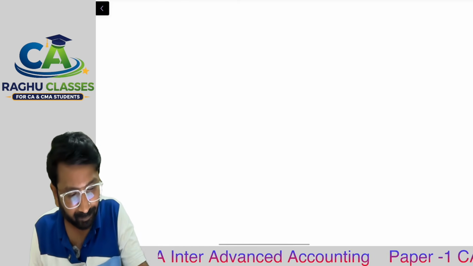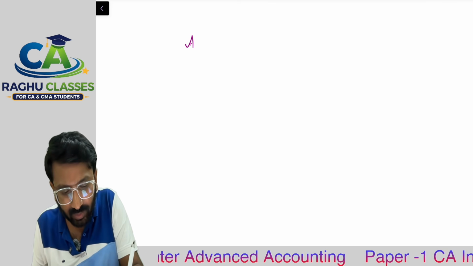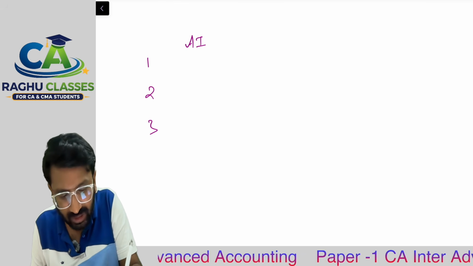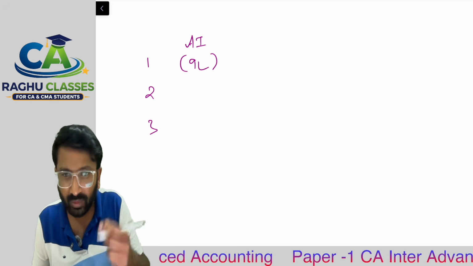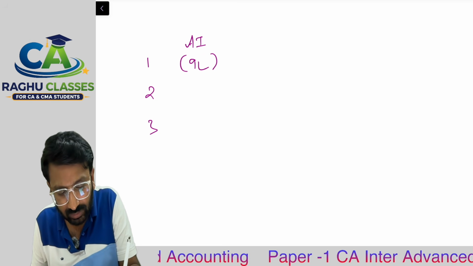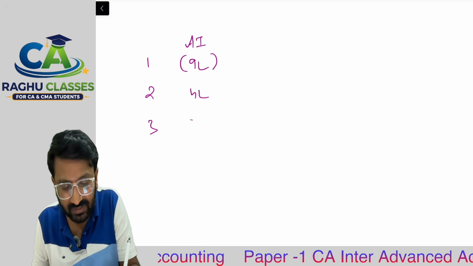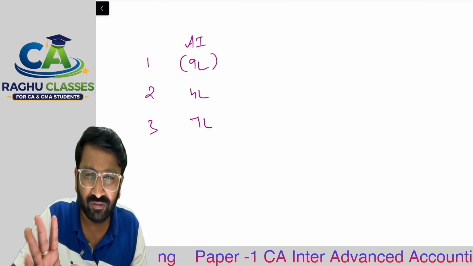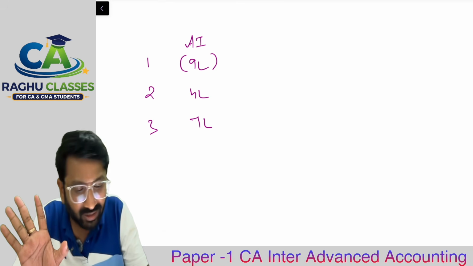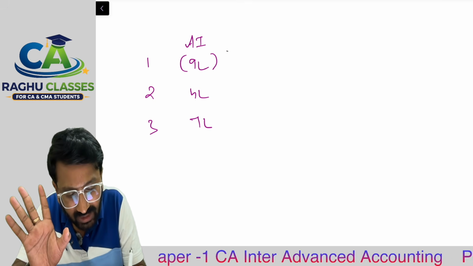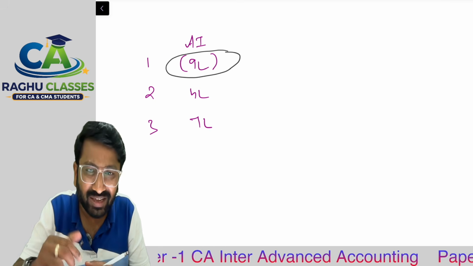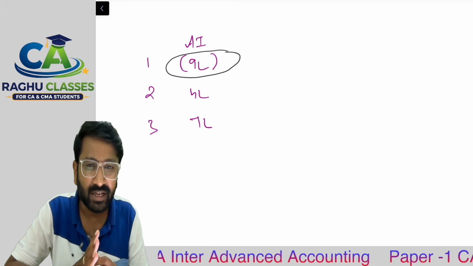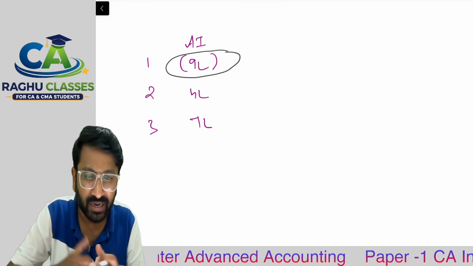Let's say my accounting income for 3 years, let's say year number one, loss of 9 lakh, year number two, 4 lakhs, year number three, 7 lakh. Now, assuming there are no timing differences, except that this loss can be carried forward and can be set off in the subsequent years as per the Income Tax Act. And as per Income Tax, you can carry forward and set off for 8 years.